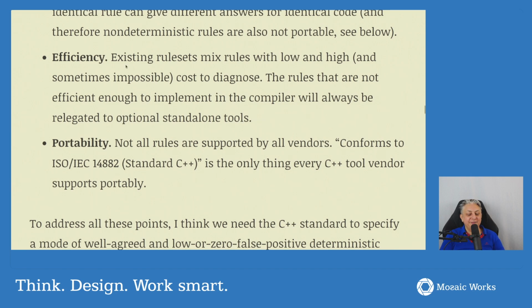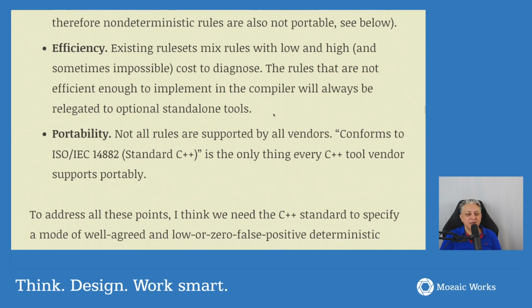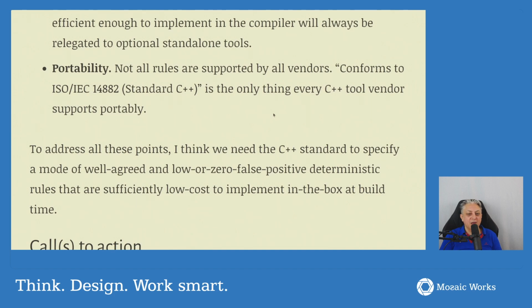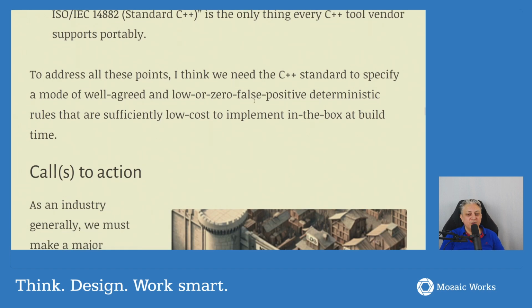Nice. Efficiency: existing rule sets mix rules with low and high and sometimes impossible cost to diagnose. The rules that are not efficient enough to implement in the compiler will always be relegated to optional standalone tools. Portability: not all rules are supported by all vendors. To address all these points, I think we need the C++ standard to specify a mode of well-agreed and low or zero false positive deterministic rules that are sufficiently low cost to implement in the box at build time.